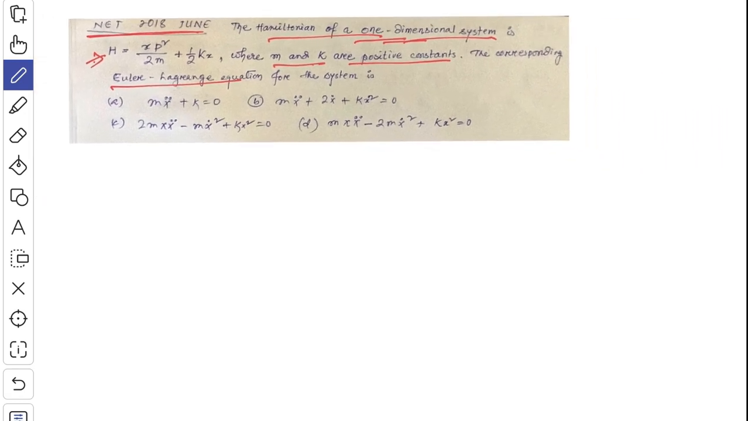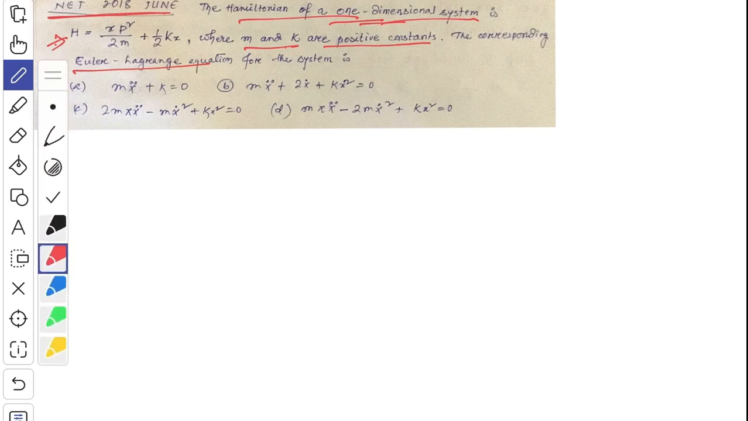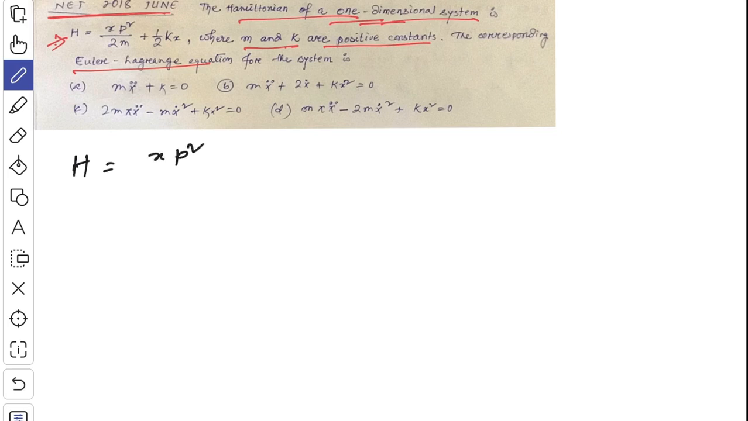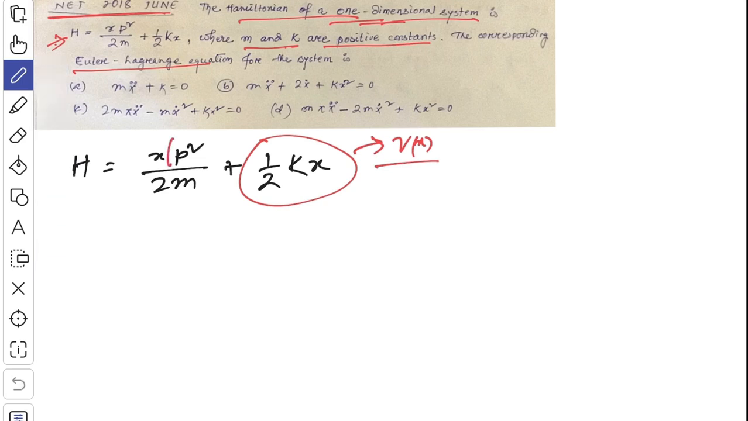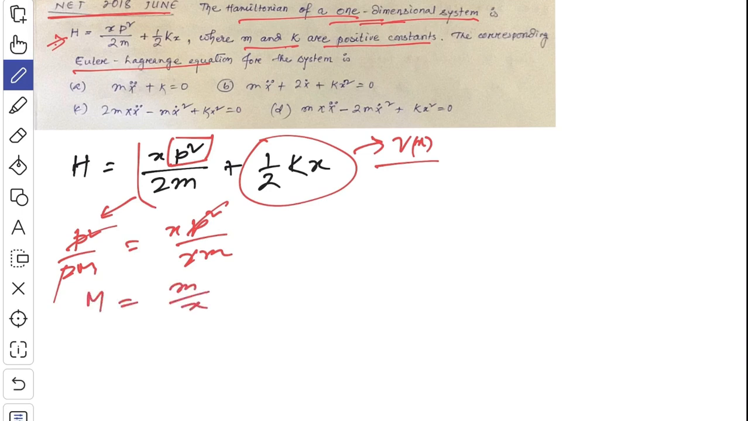Let me minimize this and write the given Hamiltonian: H is equal to x p square by twice m plus half kx. Here the second term can be considered as V(x), the potential. As we have a p square term here only, we can compare p square by twice m with x p square by twice m. So p square and 2 cancel, and we get m equal to small m by x.